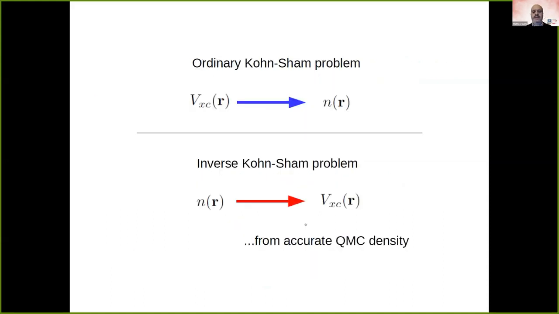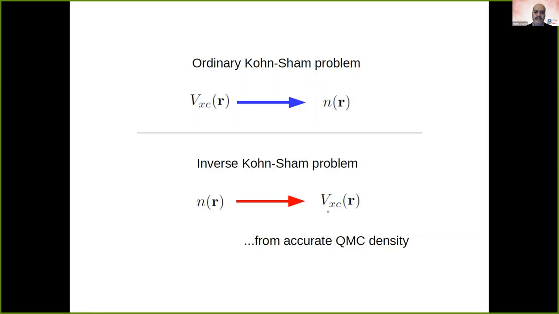The point is that having the density calculated from Quantum Monte Carlo, we can solve an inverse Kohn-Sham problem. Namely, we can start from the density and obtain the exchange correlation potential, solving this inverse Kohn-Sham problem. Normally, we start from an external potential, we have an exchange correlation approximation, and our target is the density. In this case, the density has been given by this accurate Quantum Monte Carlo calculation, and we can reverse engineer the problem to obtain accurate exchange correlation potentials.